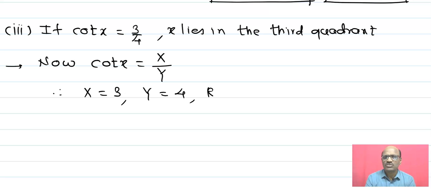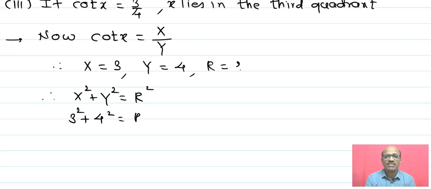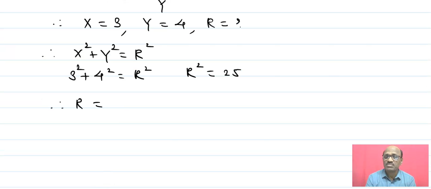That is, cot x is equal to capital X upon capital Y. Therefore, you do not have confusion between the letters. Here x is equal to 3, y is equal to 4, capital Y is equal to 4, capital R is equal to question mark. Therefore, I had written x square plus capital X square plus capital Y square is equal to capital R square.